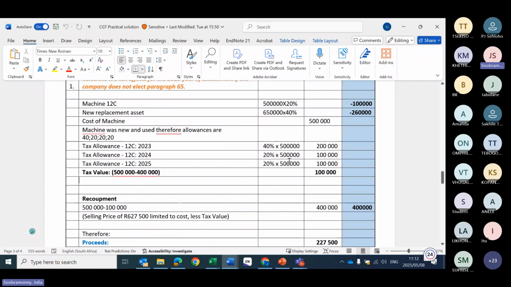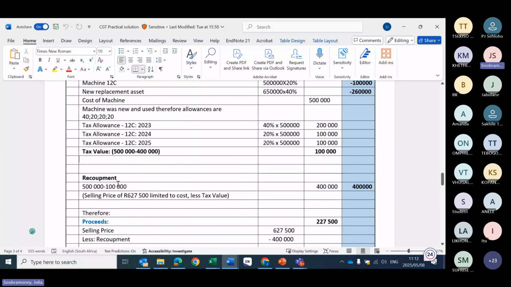If you don't write down the years and you only give the allowance, there's a possibility that it will be marked wrong. We need to see which year is for which allowance. Okay. Recoupment, selling price limited to cost. I can only use my cost again. My selling price is too great, less my tax value that I just worked out here, the 100,000, to give me a recoupment of 400. Remember, we're not deferring it, so the whole 400 goes straight into my tax column.